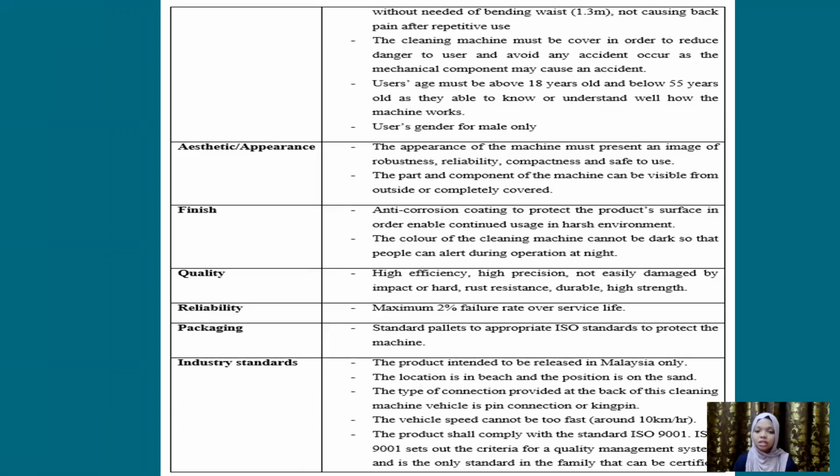The location is on the beach and the position is on the sand. The type of connecting provided at the back of this cleaning machine vehicle is a pin connection of kingpin. So the vehicle speed cannot be too fast, around 10 km per hour, and the product should comply with the standard ISO 9001.